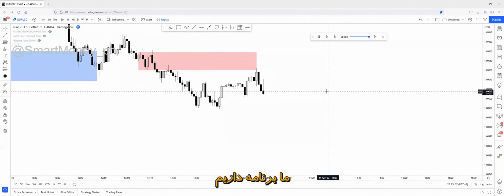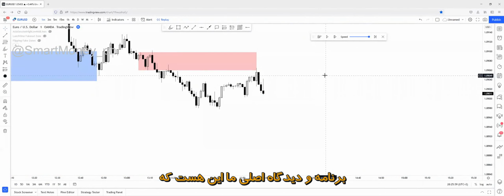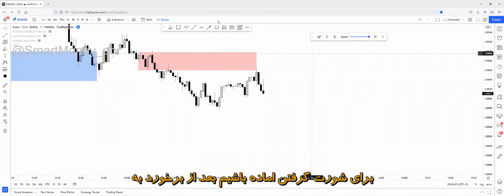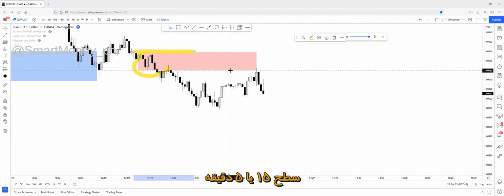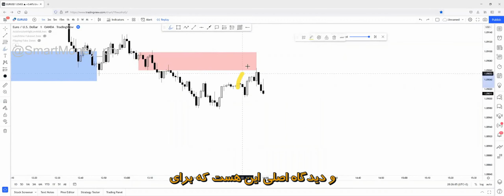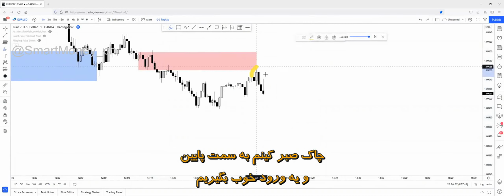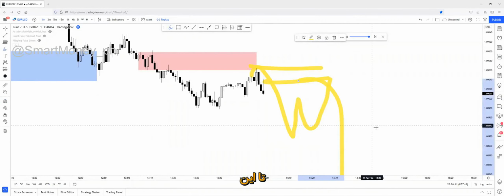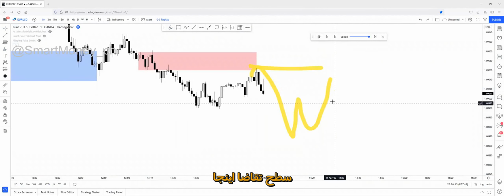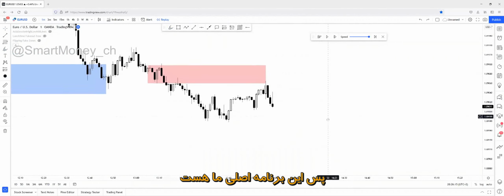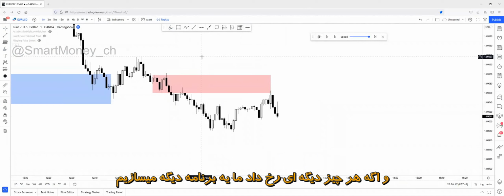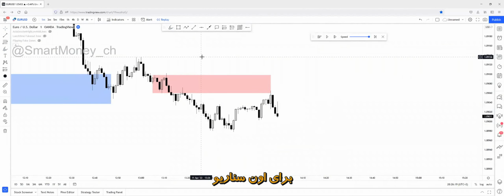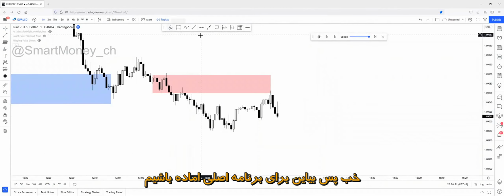We have a plan. Our main narrative is to aim for shorts after the top of this 15-minute and 5-minute zone. The main narrative is to wait for a change of character to the downside, wait for some good entry criteria, for example liquidity creation, and wait for continuation down to this demand zone right here. So this is our major plan. If anything else happens, then we'll build another plan for that scenario. So let's just aim for this major plan first.